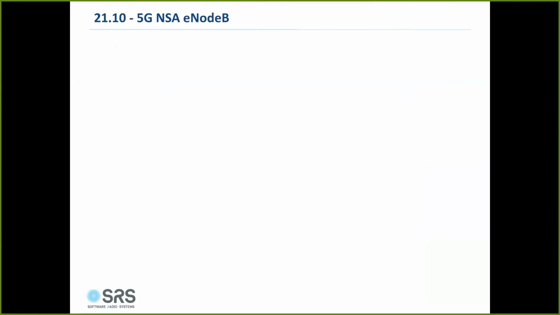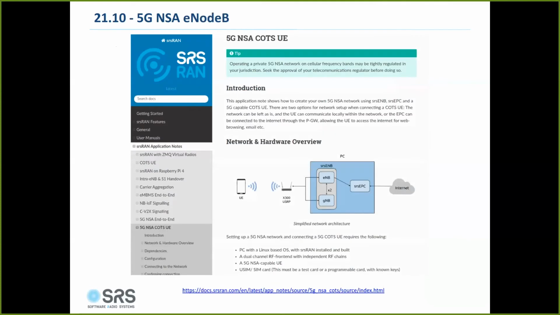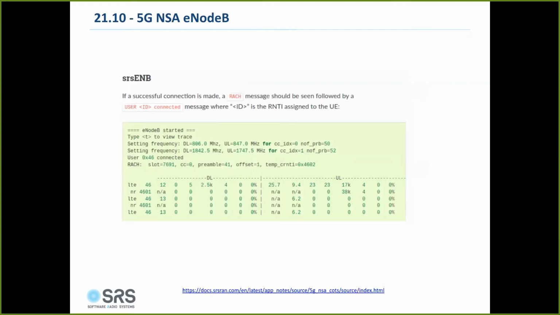So moving on to the non-standalone mode eNode B. Again, we have a dedicated application note on the documentation website, stepping through how a non-standalone eNode B can be configured and run on off-the-shelf hardware, and then test it against a commercial off-the-shelf UE. And this is the console trace for that UE running on a standard PC with an X300 front end, with a commercial off-the-shelf handset.